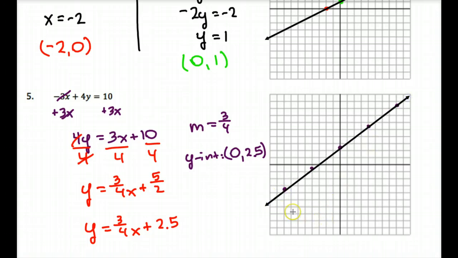Okay, so that is how we graph in standard form, and that's how you find x and y intercepts.